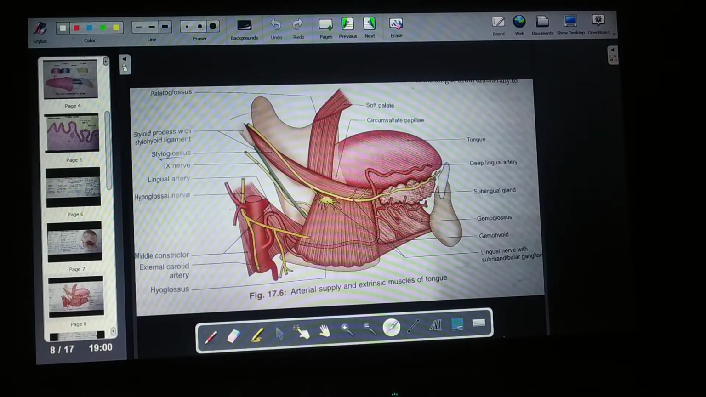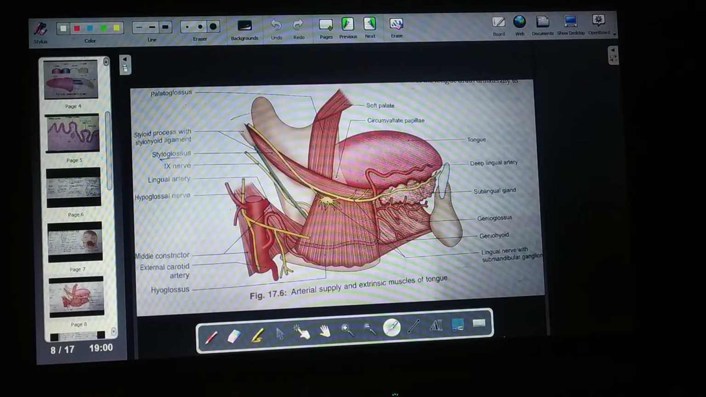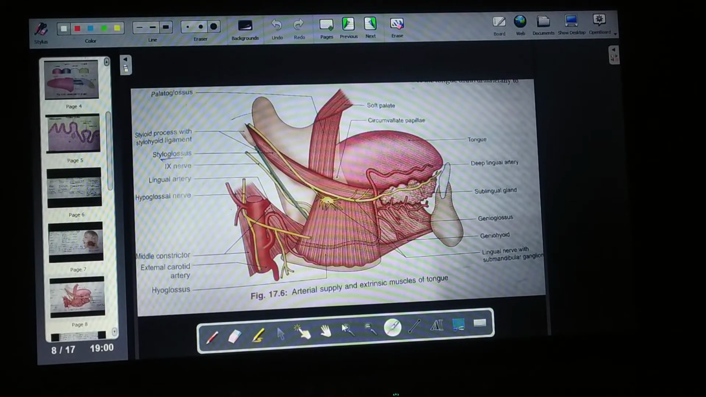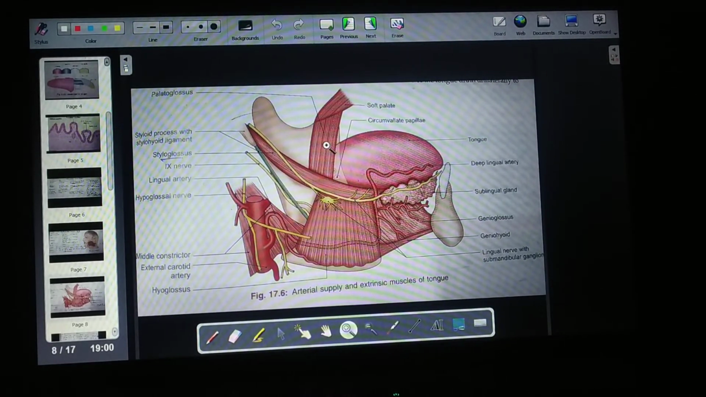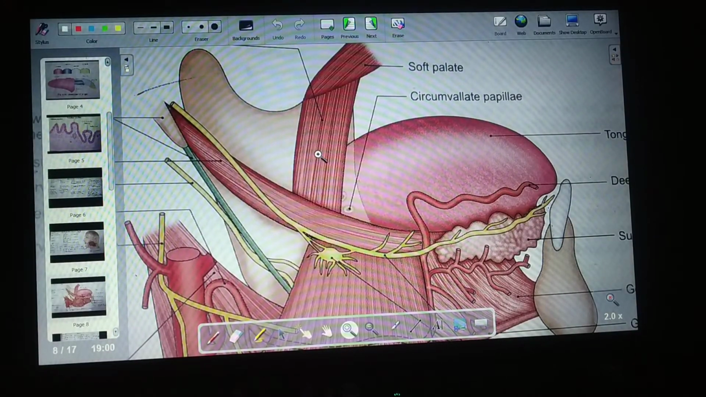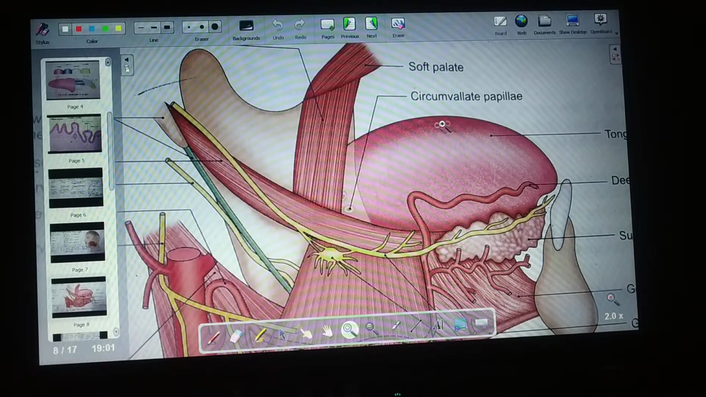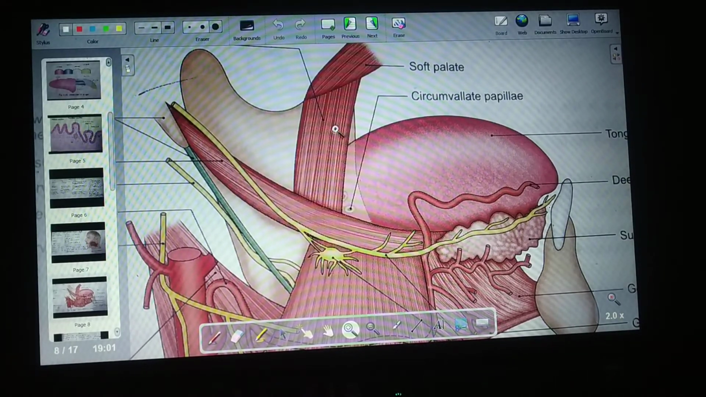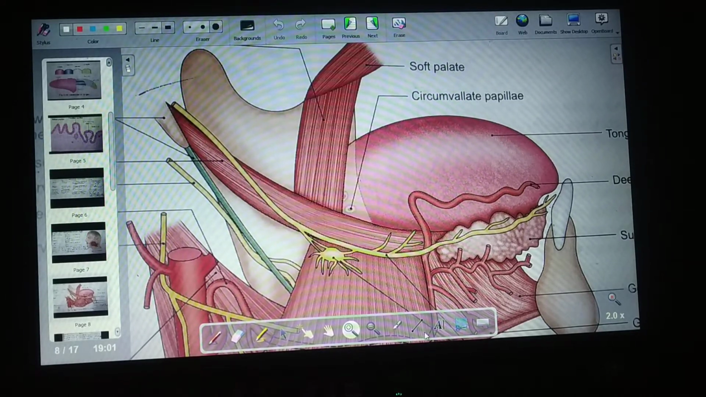Next is the diagram. This is the diagrammatic presentation which I was talking about. Let's see the palatoglossus here. This is the palatoglossus muscle. This is the soft palate, circumvallate papillae. So this is inserting on the side of the tongue, palatoglossus.